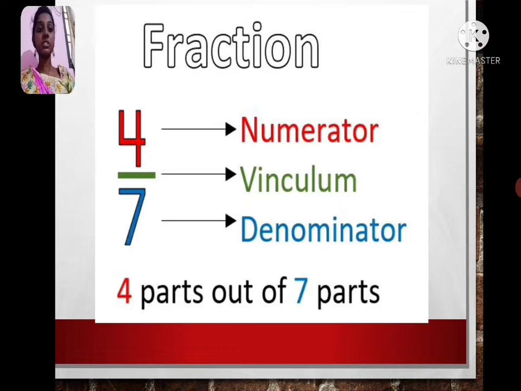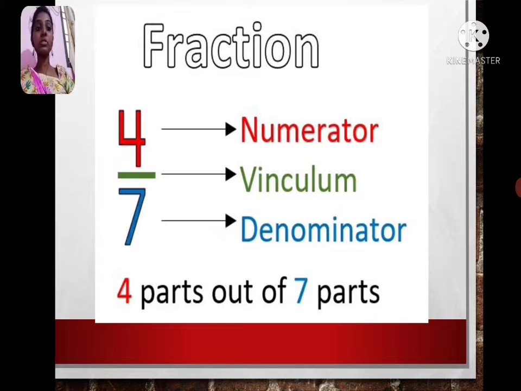Let us see. A fraction consists of 3 parts, namely the numerator, the vinculum, which we usually call the divide by, and the denominator. In this example displayed on the screen, the numerator is 4 and the denominator is 7. And this means 4 parts out of 7 parts. In general terms, the part is in the numerator and the whole object is in the denominator.